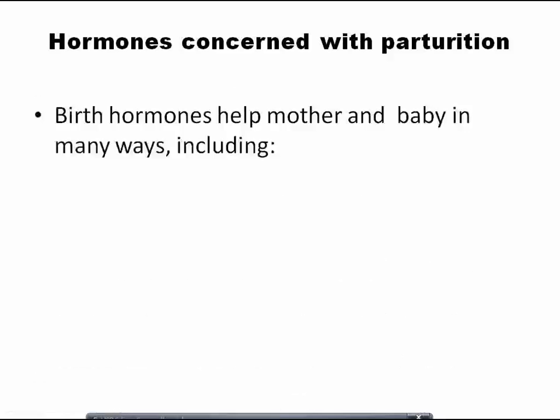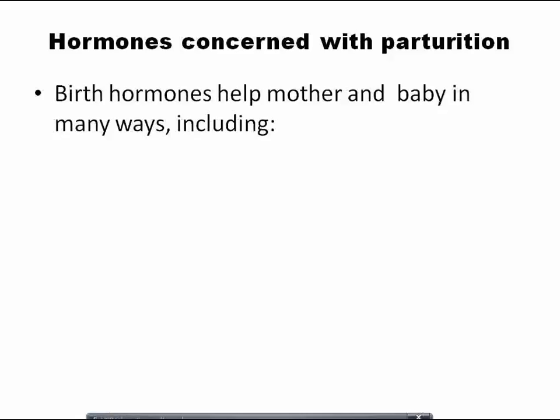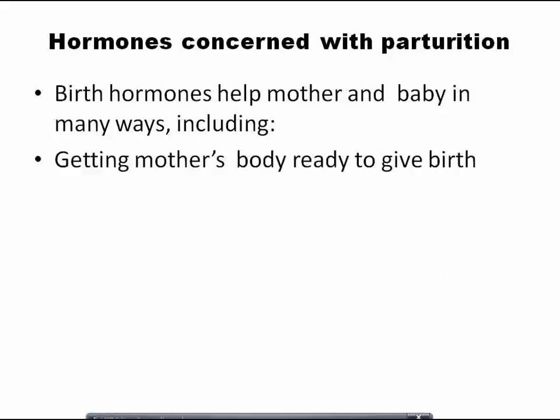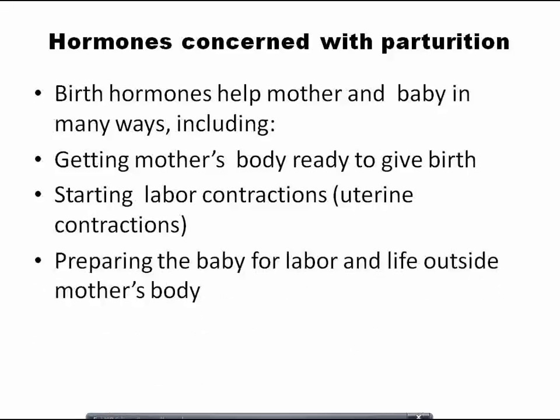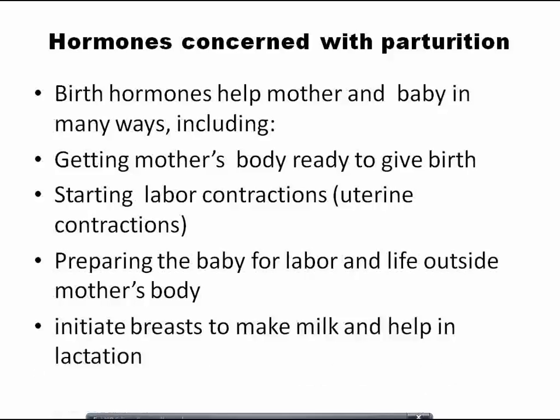Number 1, the hormones which are concerned with parturition. Now, birth hormones which are present, whether from the mother or the baby, always help to accomplish the desired result. So one thing is, it has to get the mother's body ready to give birth. For that there has to be starting of labor contractions or uterine contractions, preparing the baby for labor and life outside the mother's body. The mother has to be prepared, the baby has to be prepared. And one more thing is to initiate breast milk or lactation.